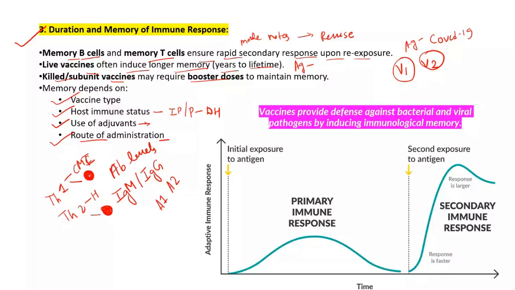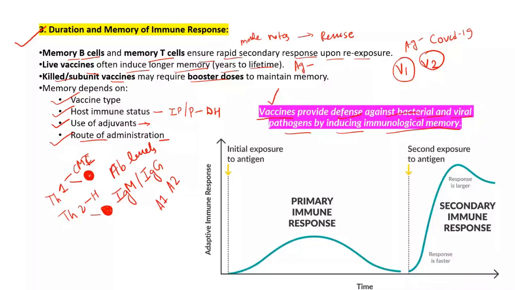So this is how a vaccine is responsible for eradicating any of the antigens. Vaccine provides defense against bacterial or viral pathogens by inducing immunological memory. So in today's lecture, I told you that a vaccine's effectiveness is measured in terms of immunological memory. If it is able to provide the patient with memory B as well as T cells, then you can say that this vaccine is very much effective. You can give it to the patient.